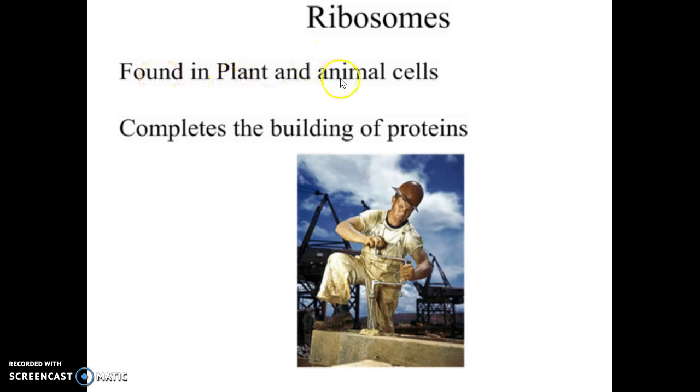Ribosomes are found in plant and animal cells. They are found in eukaryotes. But if you recall back to our discussion previously, they are also found in prokaryotes as well.